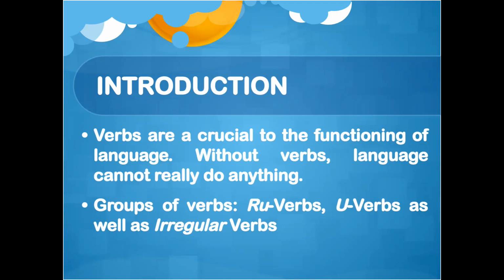And in this module, we will also discuss the three main groups of verbs, such as the Ru-verbs, the U-verbs, and also the irregular verbs. We will also learn how verbs are conjugated and change form to express action in the past, present, and the future.